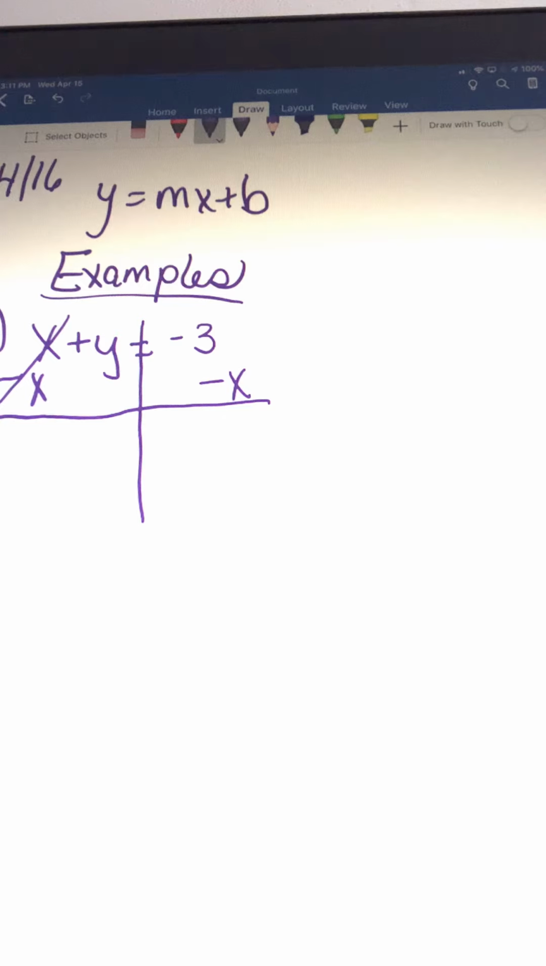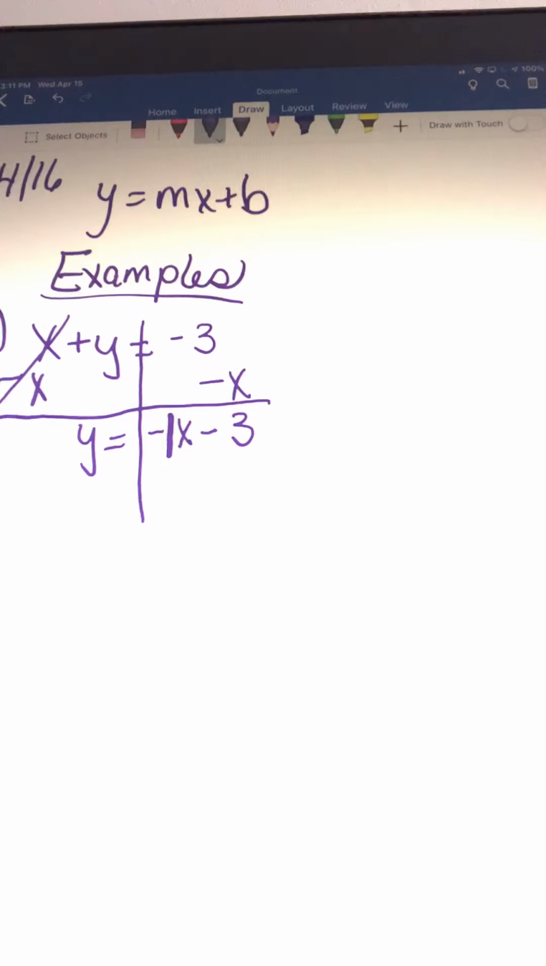That means the x's cancel on the left. We have 1y equals, x comes first, negative x plus, minus 3. At this point, it wouldn't be a bad idea to put a 1 in front of your x and then box your equation. Y equals -1x plus -3, or y equals -1x minus 3.